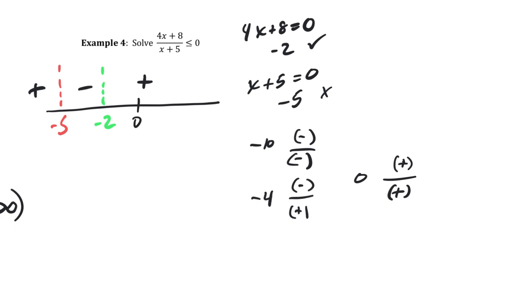And we are looking for where this is going to be negative, because we are less than or equal to 0. So in between here, -5 and -2 is where we are, all right? But we cannot have -5, so we're going to put a parenthesis, and we're going to put a bracket because -2 is okay. There we go.